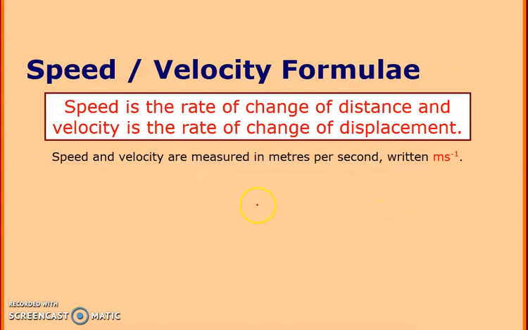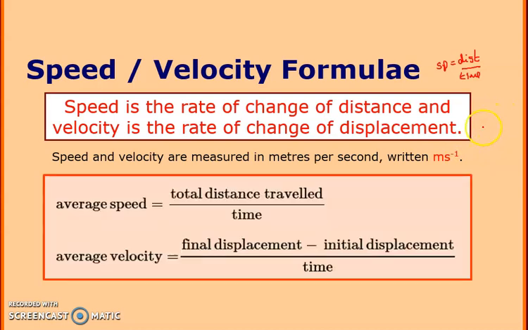Good. Now, speed and velocity, these are not the same either. Speed is the rate of change of distance, as opposed to displacement. So that basically means in my formula, I had before, speed equals distance over time. Whereas if I was doing average velocity, I would have to do displacement over time. Both of them written in meters per second or kilometers per hour or things like that.